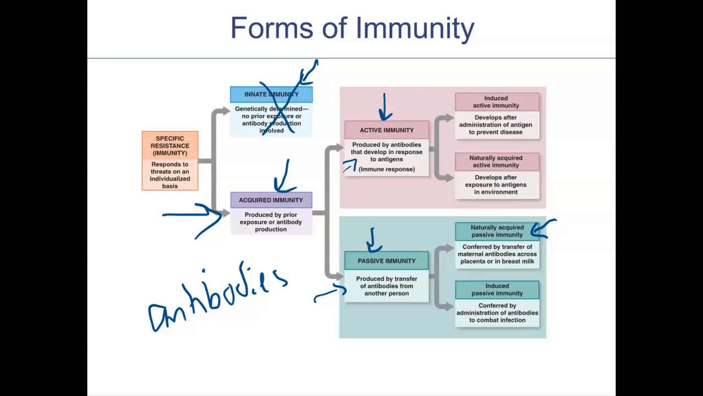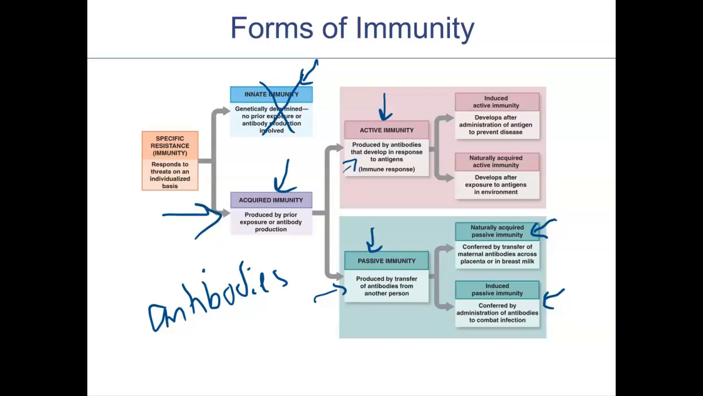Now, artificially acquired, or we would say induced, this is when you're given antibodies from someone or something else. So, for example, when COVID first hit, we had high death rates, and people who survived it had antibodies against it. And so you could take the plasma and spin it down and get those COVID antibodies and give them to a patient. And in a lot of cases, it saved people's lives.